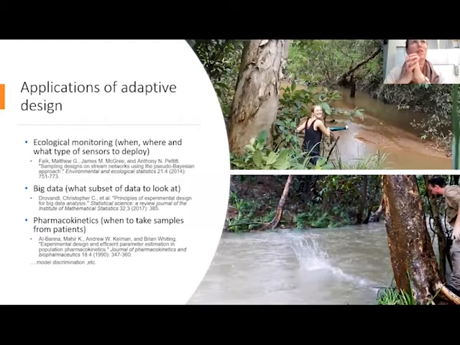It's not only river networks. I've seen applications of adaptive design in so many places. It's an emerging field, especially the Bayesian component of it. I'll talk to you about Bayesian statistics in the following slide. But this is an example of ecological monitoring.